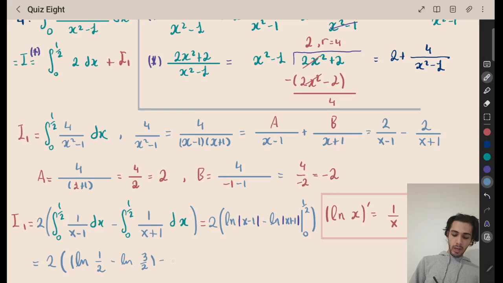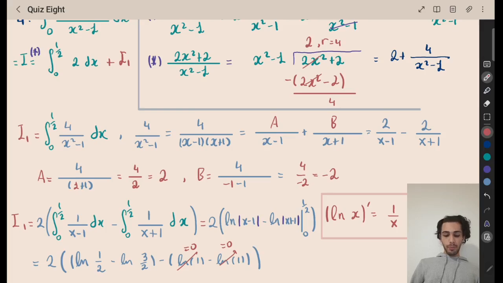You plug in half. Then you take away the part where you plug in 0. So you would get ln of 1 in the absolute value. So 0 minus 1 is 1. And here you would get also ln of 1. Now ln of 1 is 0. So that is out of the way. And I want you to be careful, because what we've just computed is twice of ln of half minus ln of 3 over 2.